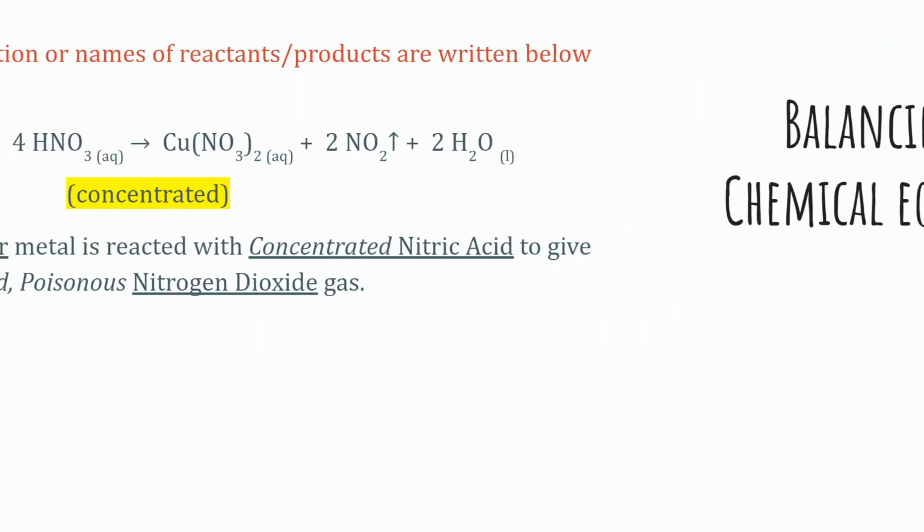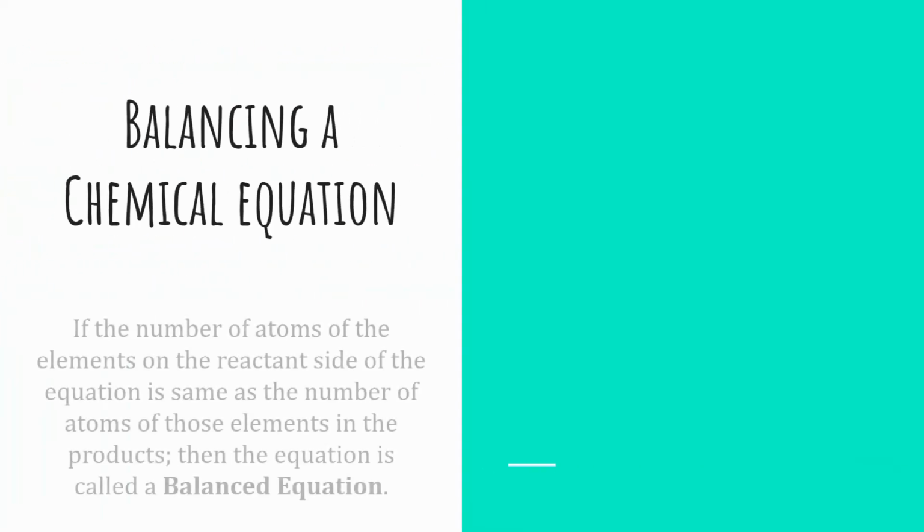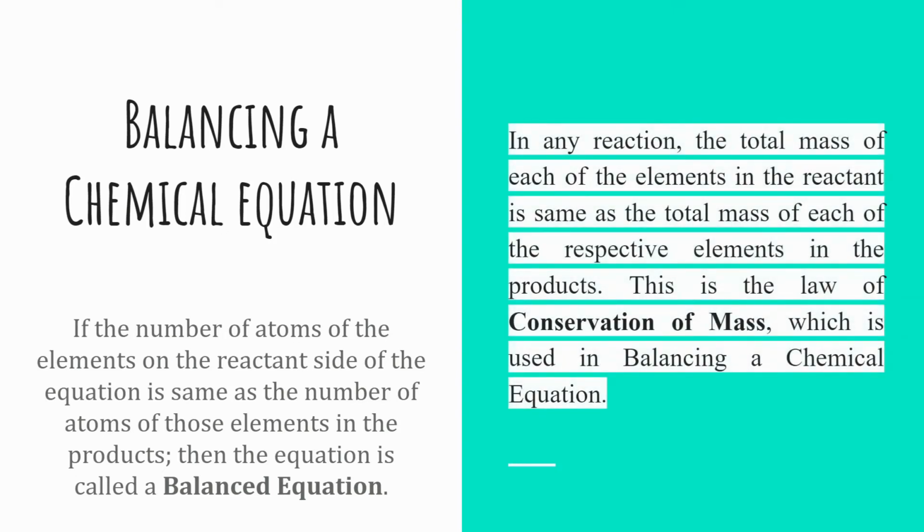Now, balancing a chemical equation. If the number of atoms of the elements on the reactant side of the equation is the same as the number of atoms of those elements in the product side, then the equation is called a balanced equation. Very important for your 10th standard syllabus, balancing a chemical equation. This exactly means that your reactant side, your left hand side, right? So your left hand side atoms should be equal to the right hand side atoms. Only this much is given in this definition.